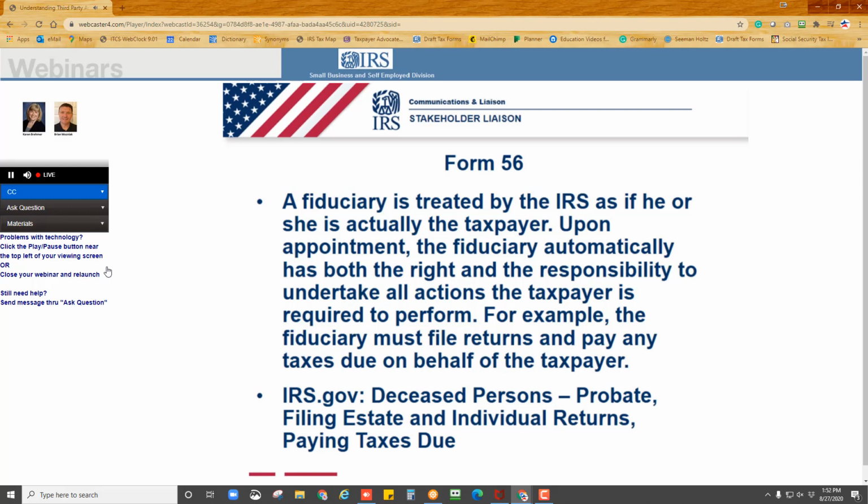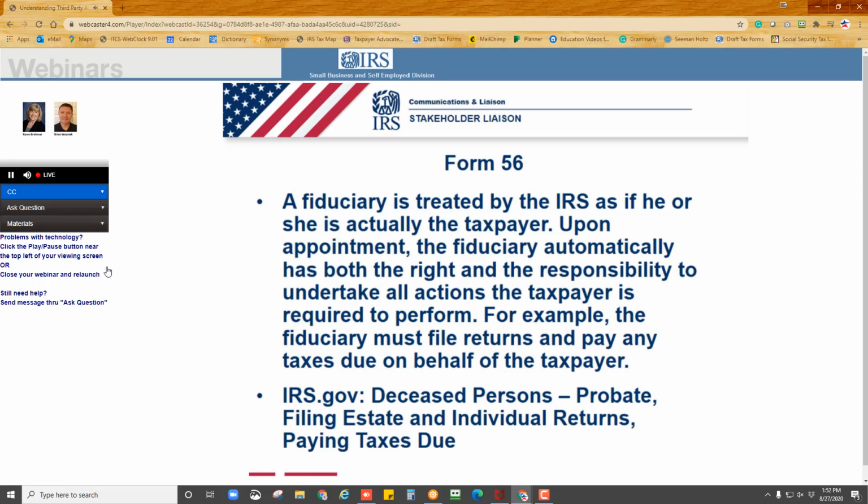I'm going to talk more about this Form 56, but first I want to let you know about this one page on irs.gov. It's also on your handout. It's Deceased Persons Probate Filing Estate. That is an excellent resource, and I do hope you will check it out. So Form 56 is used for several reasons. It's used when someone has died. It can also be used when there's a trust or sometimes in a bankruptcy case. But for today, I'm just going to focus on how to use Form 56 when someone has died.